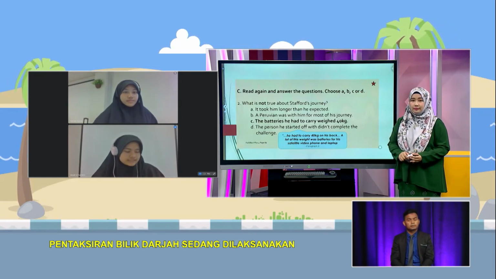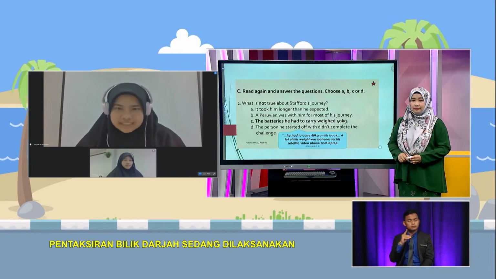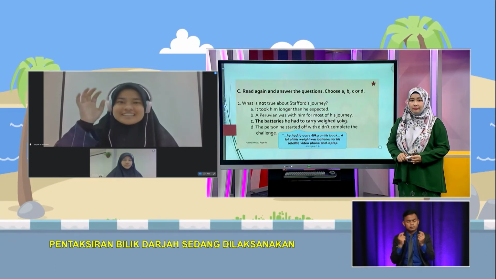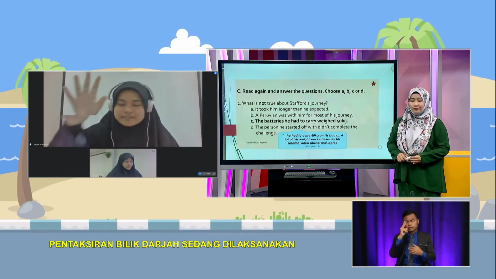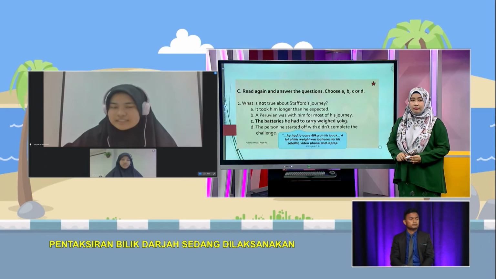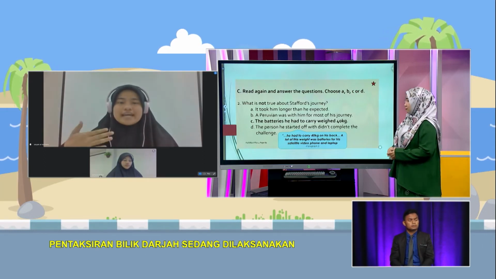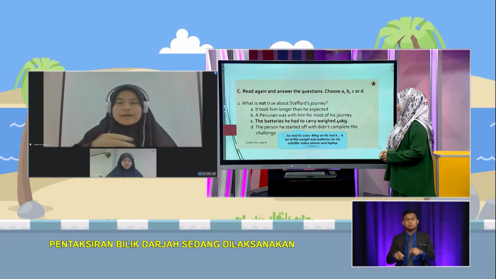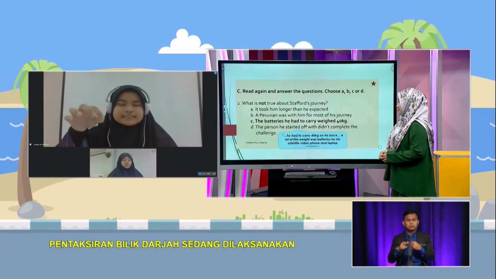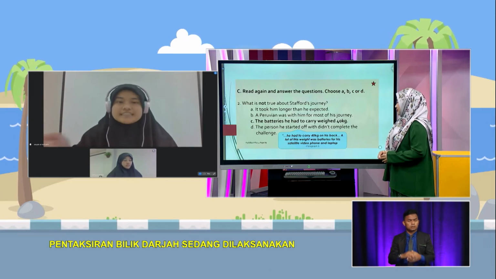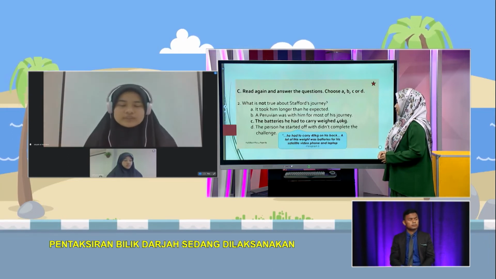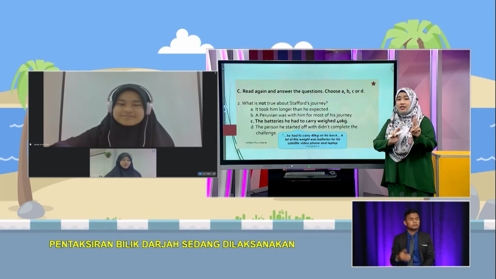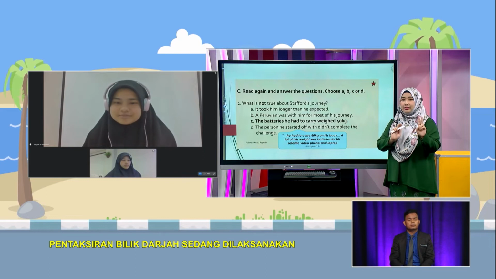D, the person he started off with didn't complete the challenge. This option is a bit tricky. If you look at the second paragraph, at the start of the paragraph, it said that Stafford set off with another tracker, which means that he had been with another tracker, but the past tracker returned home after 3 months. So the person he started off with didn't complete the challenge is true, which is not the answer to the question. So that's a bit tricky as well because there are two trackers, so you need to really read the text.